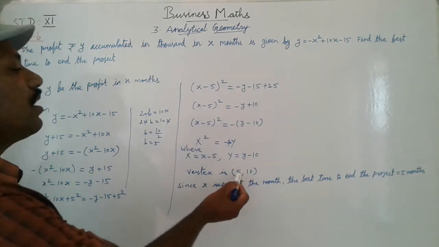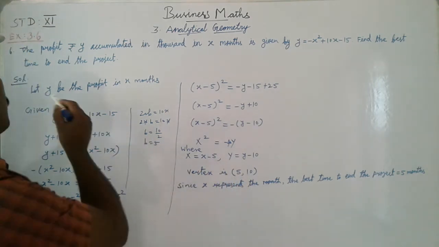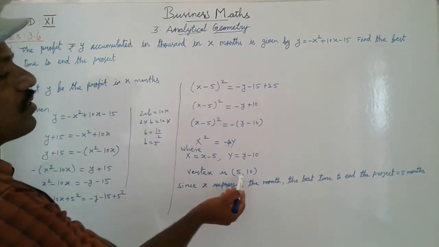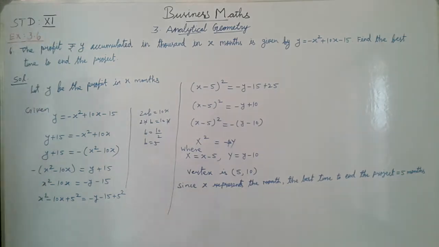The x value is the month. We take x as the month. So the x value here is 5, so 5 months. That's all.